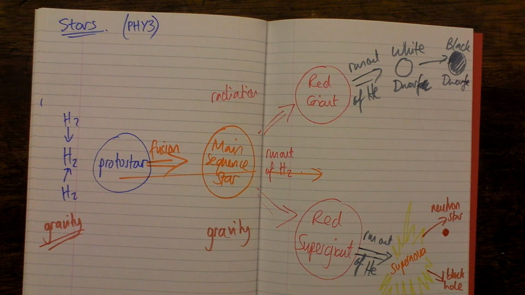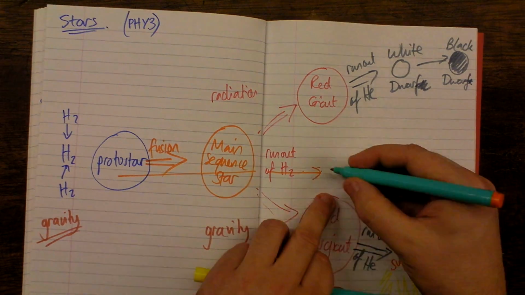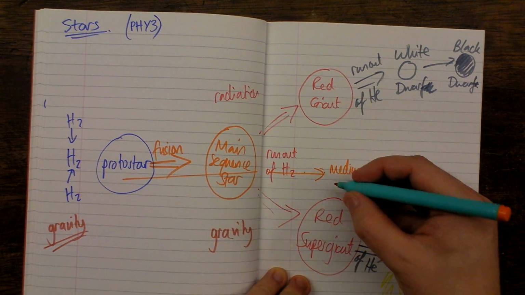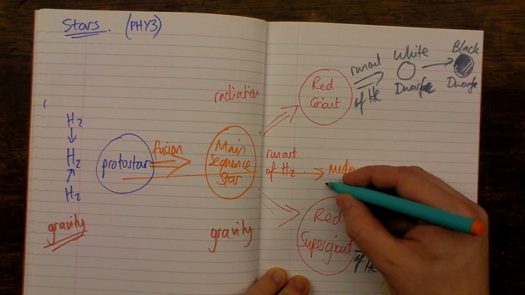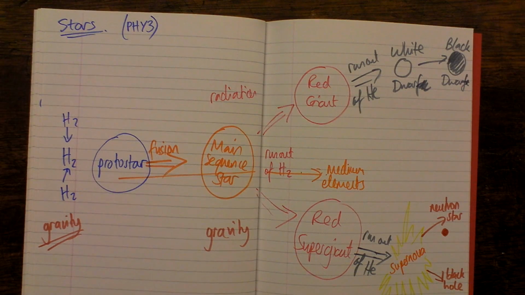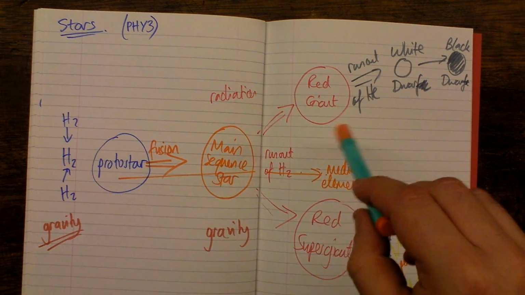Now, there's a limit to how heavy the elements are that red giants and red supergiants can make. There's a limit to how far along the periodic table they can go. So you're not going to get anything above iron here.